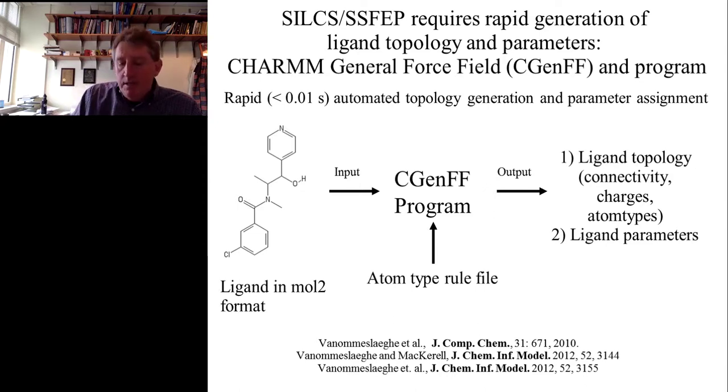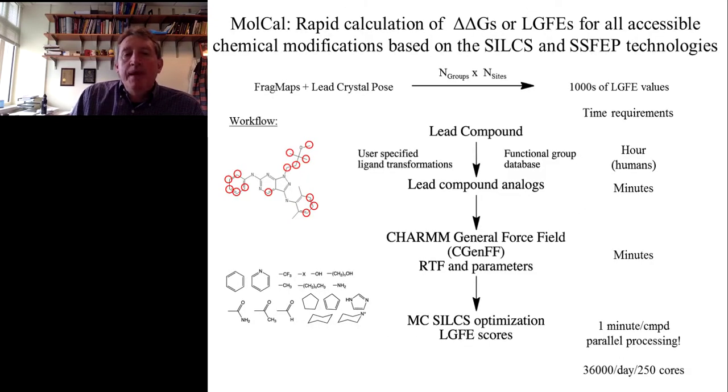And this allows us to then quickly move in to do an automated workflow of ligand design, where we can take our lead compound and specify large numbers of modifications. The user typically can visualize, say, the fragment maps in the context of Silks and identify a number of possible modifications. We then generate all of those modifications very rapidly using the CGNFF technology. And then we do the Silks calculations and get the LGFE scores. And we can literally calculate thousands or tens of thousands of modifications on a daily basis once these Silks frag maps are already in place. And again, we can use the SSFEP methodology as an alternative. I'd also like to emphasize with the Silks methodology, the value of the Silks methodology is we can study much larger chemical modifications than we can with SSFEP.